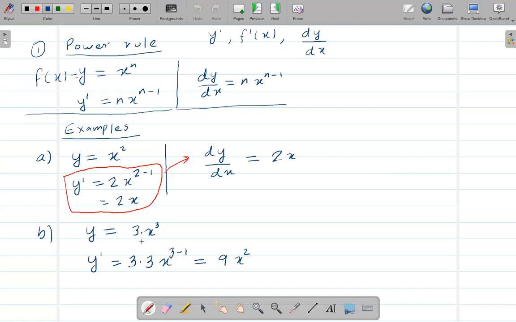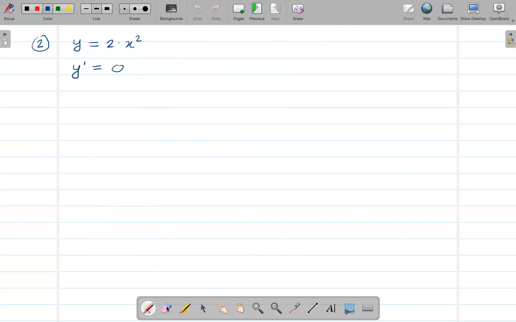Okay, now the next rule is, let's say we have y equals 2, just a number. And then we need to find the derivative of this, just a number. When you're taking the derivative of just a number, it is always 0. If there is a variable attached, then it will be this condition, so in that case, you'll do this. But if there is just a number, then it is just 0.